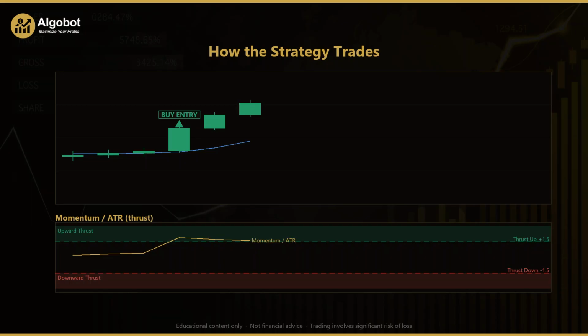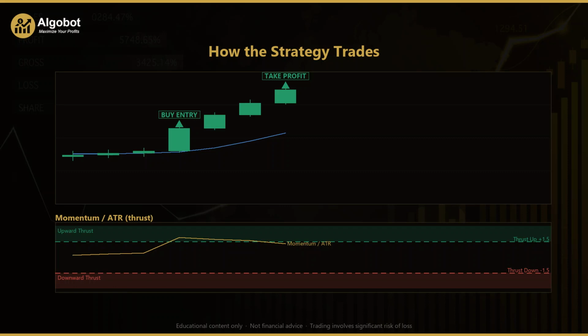Then watch the fourth candle. Price surges upward in a single strong bullish bar that closes near its high, well above the EMA. In the subpanel, the momentum reading leaps above the upper dashed line, past plus 1.5. Now all three conditions are satisfied at once. Price is above the EMA, the 4-bar momentum has exceeded 1.5 times ATR, and the signal bar closed bullish. This is where the buy entry marker appears.